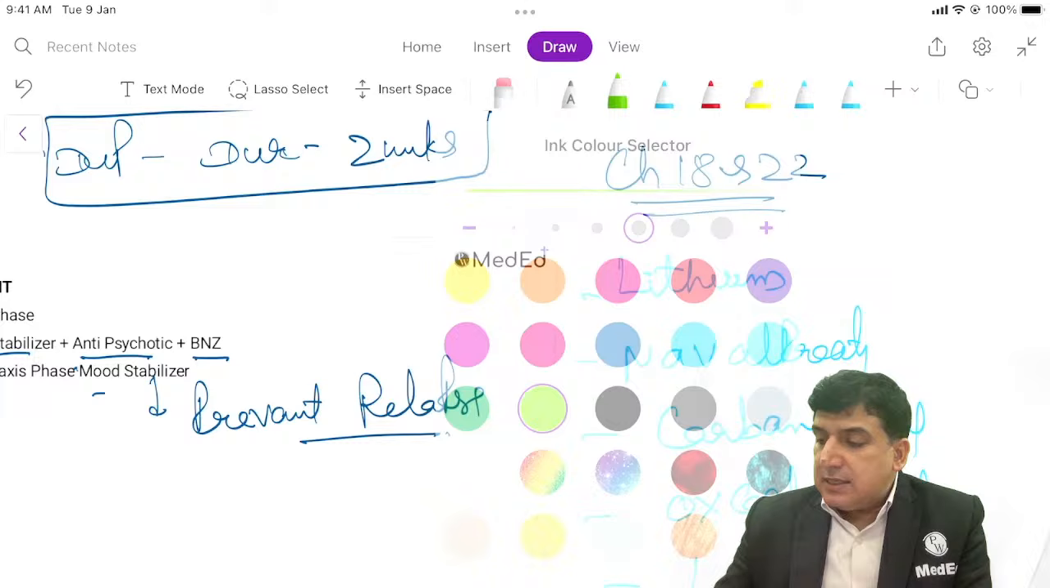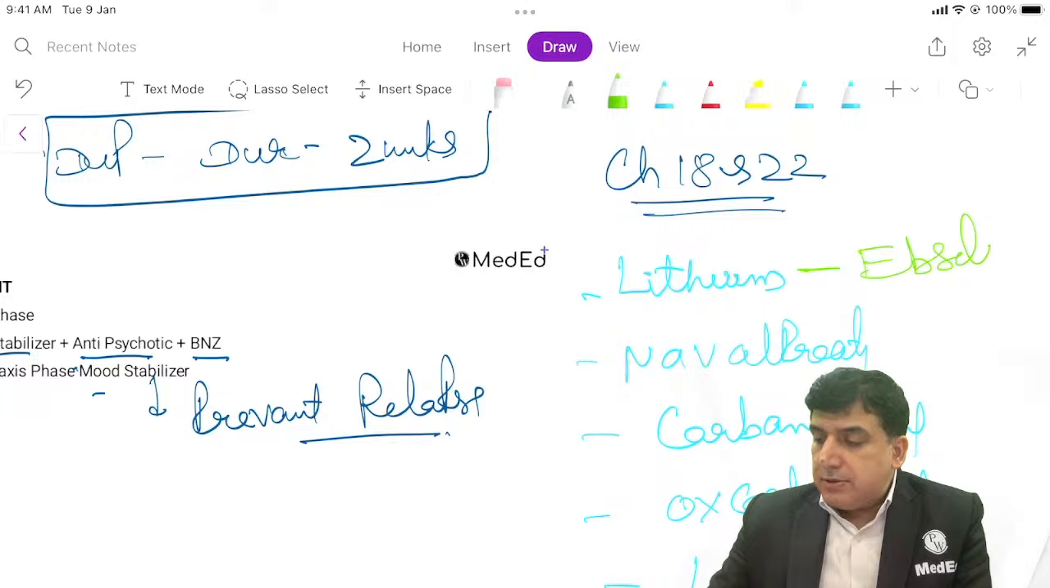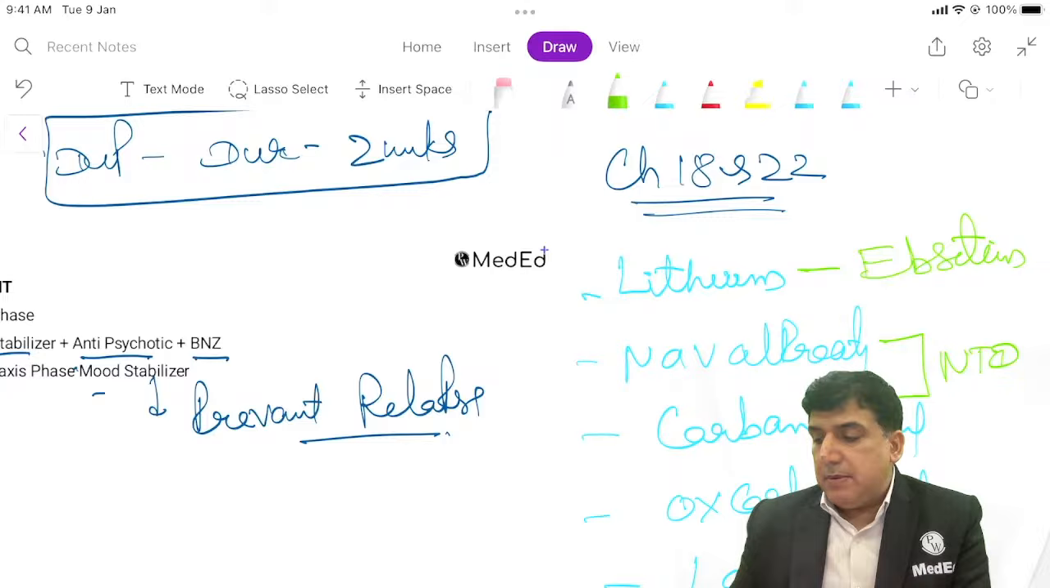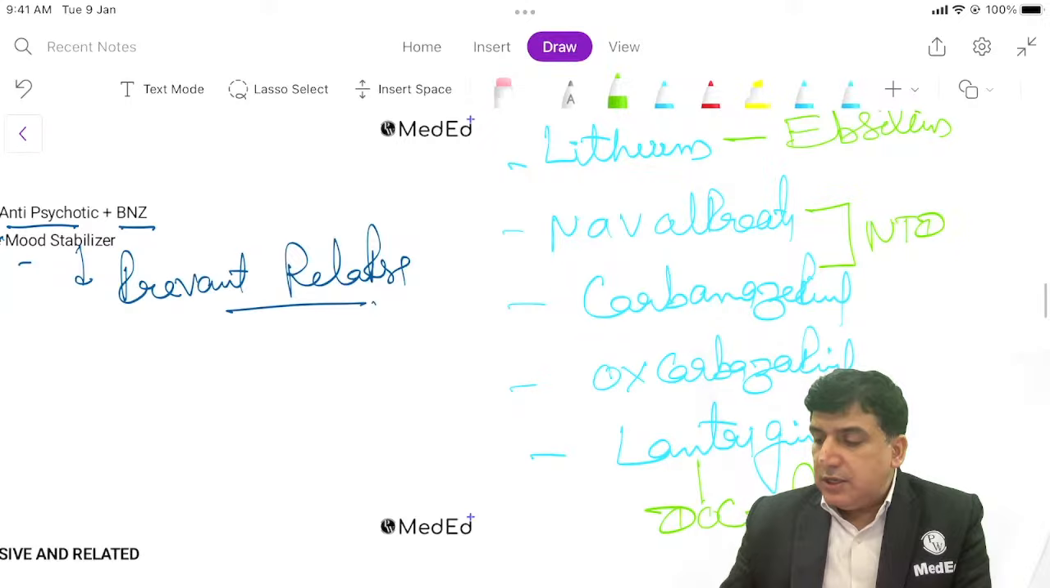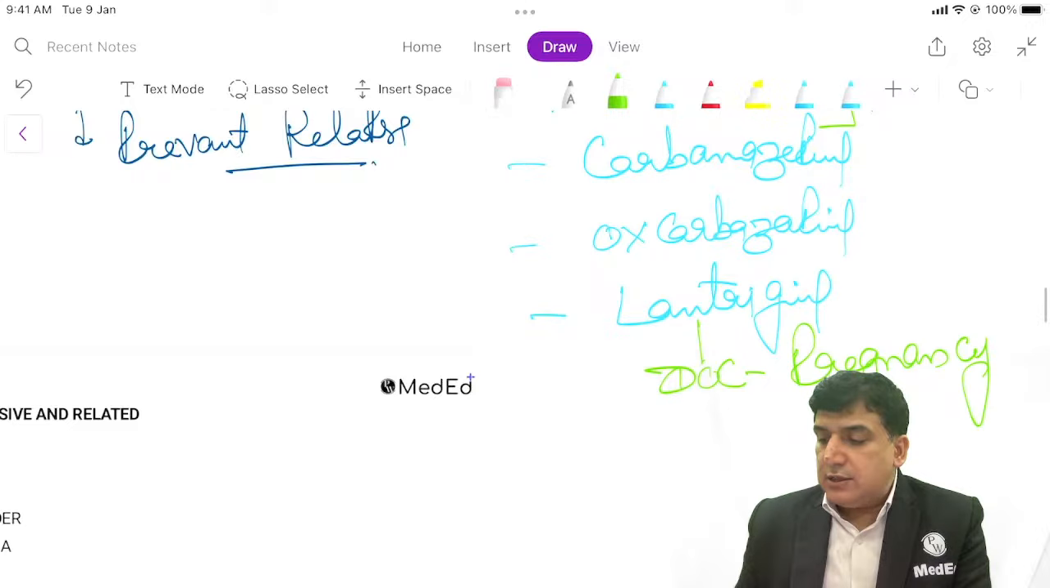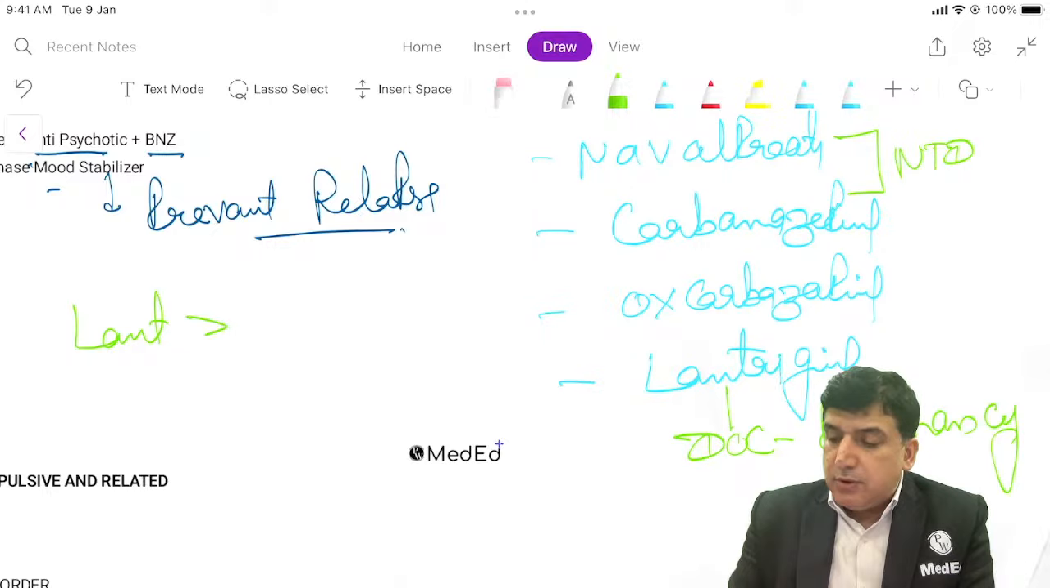Quickly, what MCQ can they ask? Lithium causes Ebstein anomaly. Sodium valproate and carbamazepine cause neural tube defect. Lamotrigine is the drug of choice in pregnancy. If they ask about pregnancy, the safest mood stabilizer is lamotrigine. If lamotrigine is not in the options, then the better option is oxcarbazepine. If oxcarbazepine is not there, then lithium. So you have to choose in that sequence.